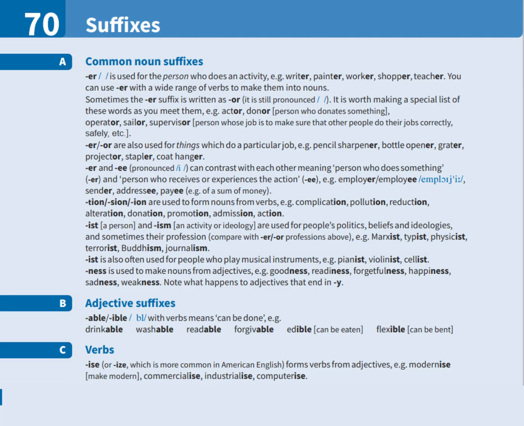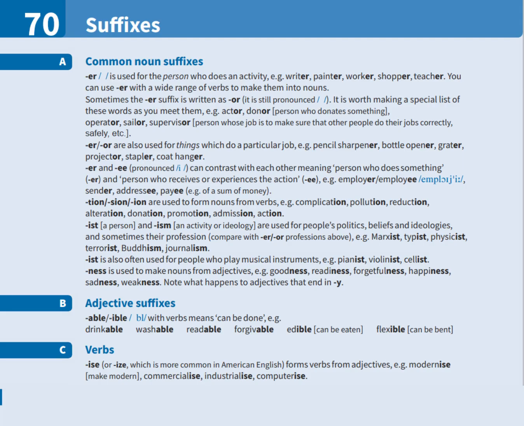The suffixes -ist and -ism. The suffix -ist can describe a person connected with a belief, political movement, occupation, or area of expertise. Examples include Marxist, typist, physicist, and terrorist. The suffix -ism usually refers to an activity, belief system, or ideology. Examples include Buddhism and journalism. The suffix -ist is also often used for people who play musical instruments. Someone who plays the piano is a pianist. Someone who plays the violin is a violinist, and someone who plays the cello is a cellist.